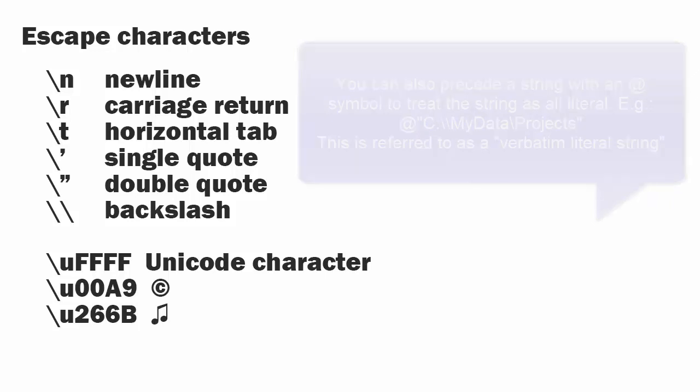And then you can use Unicode characters, which is a backslash u, the 4-digit Unicode character. So if you did a backslash u00A9, that would be the copyright symbol, and a backslash u266B would give you the double quarter note.